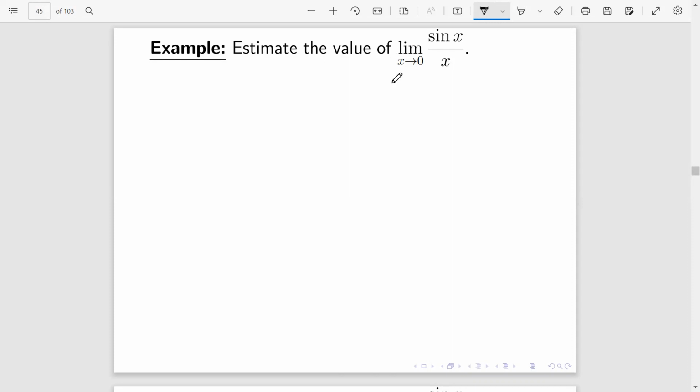But like I said, when you evaluate the limits, we don't care what happens at this point here. When x is 0, we don't care what happens at 0. We just want to see how the function behaves for x values around 0.